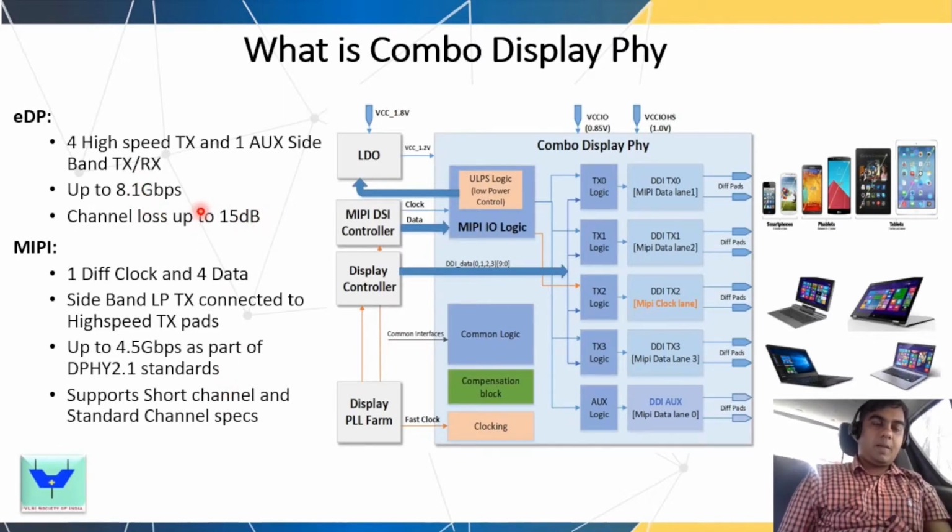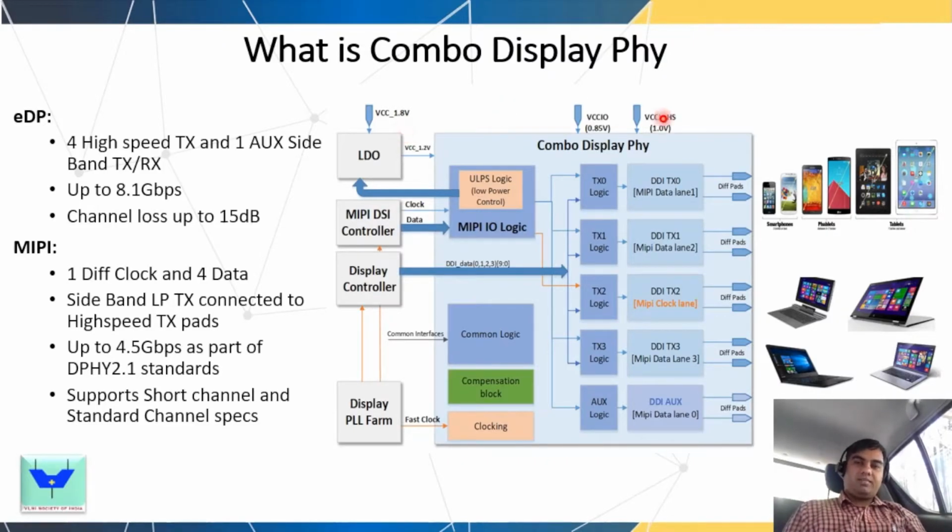The channel that each of them supports is different. eDP can support a channel loss of up to 15 dB, whereas MIPI typically has short channels and standard channels as per the MIPI spec, which typically go up to 12 dB in the case of standard channels. So the way we architected this combo display PHY was, as you can see, in both cases you need 5 transmitters, with one being low speed in the case of AUX, but in the case of MIPI it has to be 1 differential clock and 4 data.